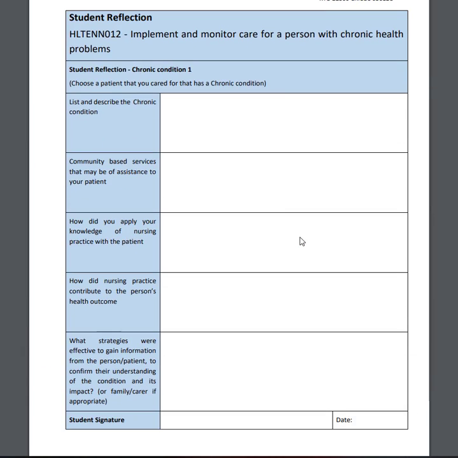So the same applies for both reflections, where we want you to list and describe the condition, provide some background research that you've undertaken related to that person's condition. Think about some community services that might be available for that person. So things like home help, physio, Meals on Wheels, maybe district nursing, that kind of thing.